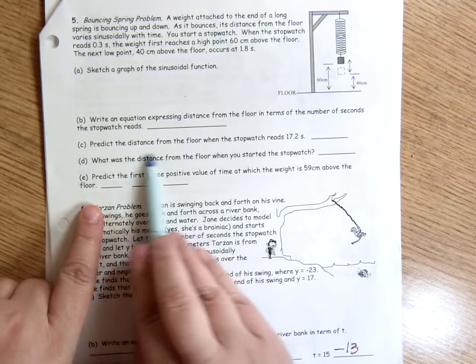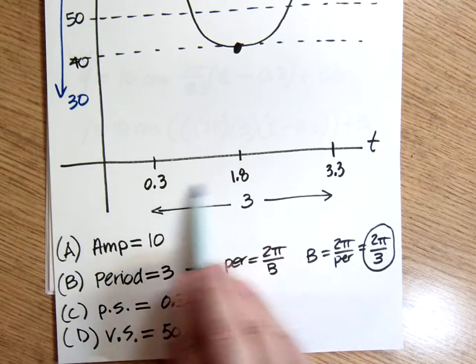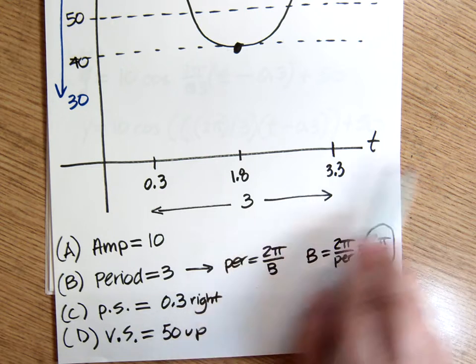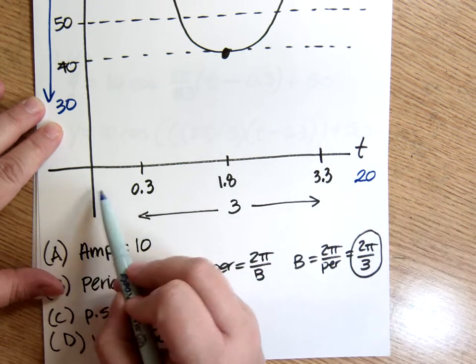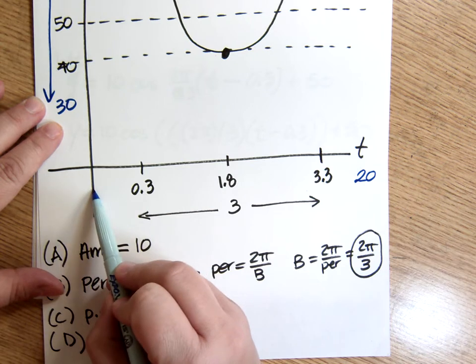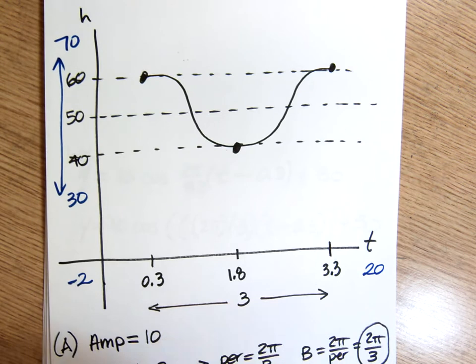This is find the distance from the floor when the stopwatch reads 17.2 seconds. That means 17.2 on T. So that's way out here. So I'm going to need to show maybe all the way out to 20 seconds. And 0 is good enough, but I don't want to put it right on 0 because I'd like to be able to see where the 0 is. So I'm going to go from -2 to 20. So that's just me thinking out loud what my window is going to be.